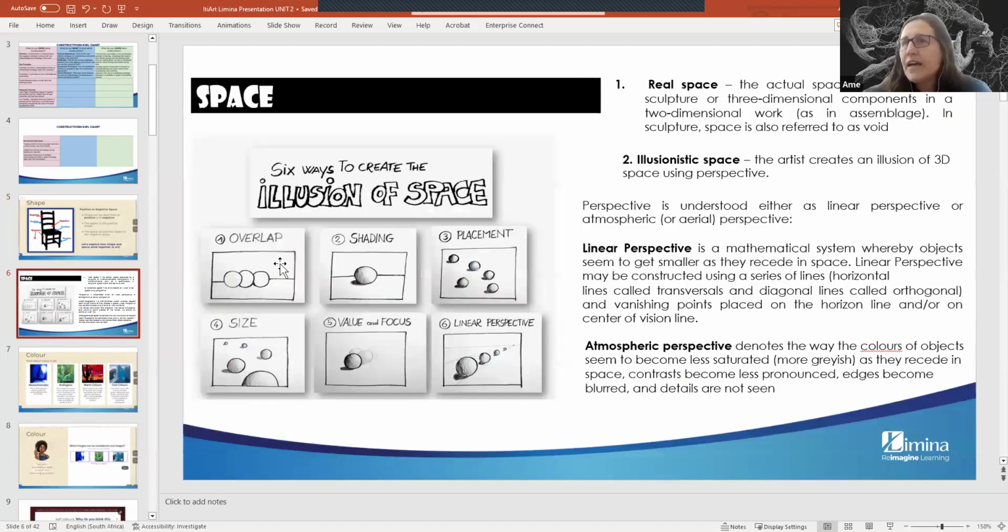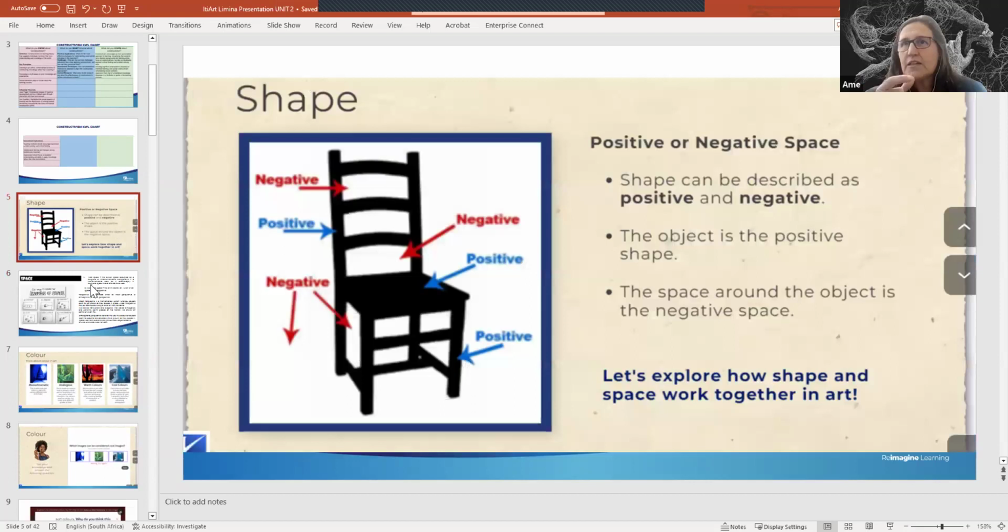You know, space, we have got different kinds of spaces. We've got the real space, we've got the illusionistic space, and then we've got linear perspective, atmospheric perspective. So that's just something to keep in mind. But I mean, you sometimes leave it out not to confuse them, but I think it's very important because our eyes need to see the negative in order to get the object and the proportions correct. So it is very important to have that in.